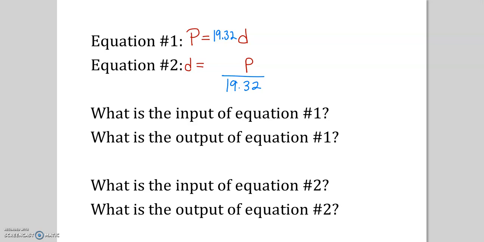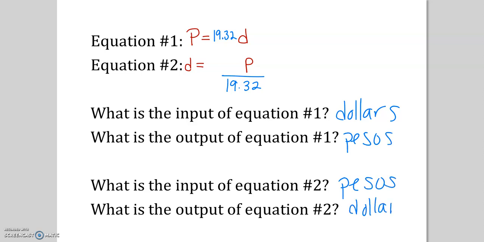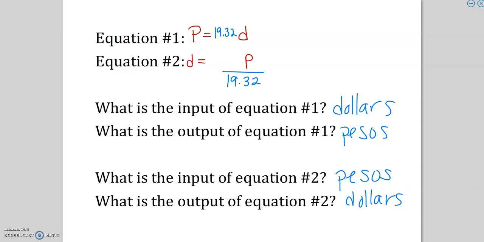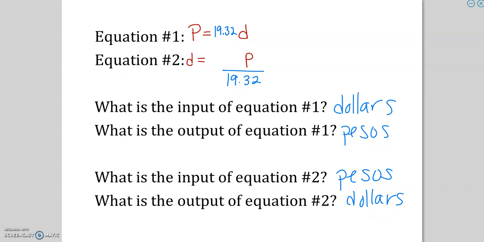So let's think about what's the input of equation 1. The input is dollars, and the output is pesos, right? And then the input of equation 2 is pesos, and the outcome is dollars. So if I was just standing at the border and felt like I had a lot of extra time, I could exchange, right? I could say, here's some dollars, give me pesos. Here's some pesos, give me dollars.